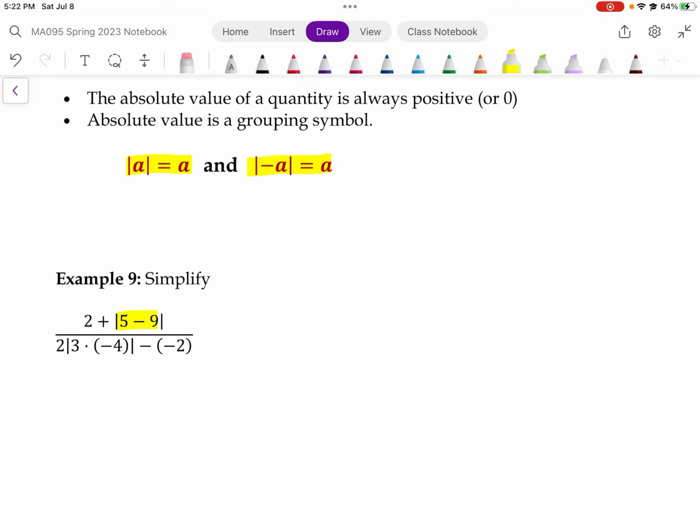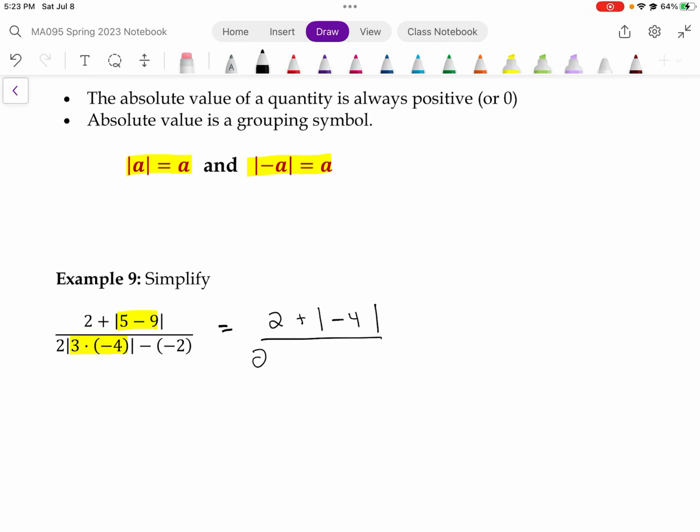Okay, so I'm going to look at this. There's no exponents, so we're not going to have to worry about that. But the first thing we always do is grouping symbols. So we're going to deal with these two things first. So we're going to leave the 2, and then we're going to have the absolute value. 5 minus 9 is negative 4. Absolute value of negative 4.